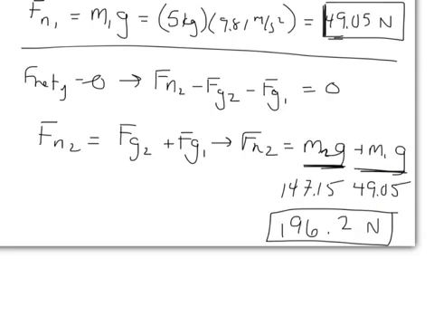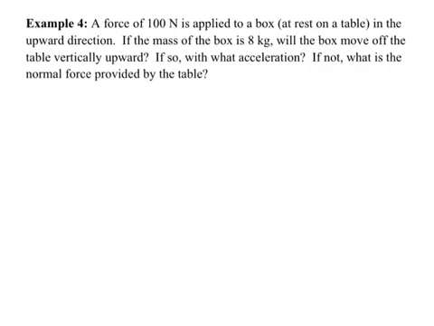Example 4 says a force of 100 newtons is applied to a box that's currently at rest on a table in the upward direction. If the mass of the box is 8 kilograms, will the box move off the table vertically upward? If so, with what acceleration? If not, what is the normal force provided by the table?